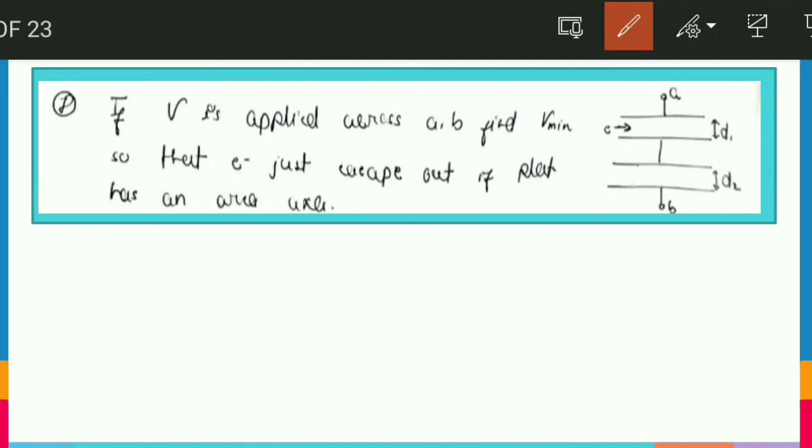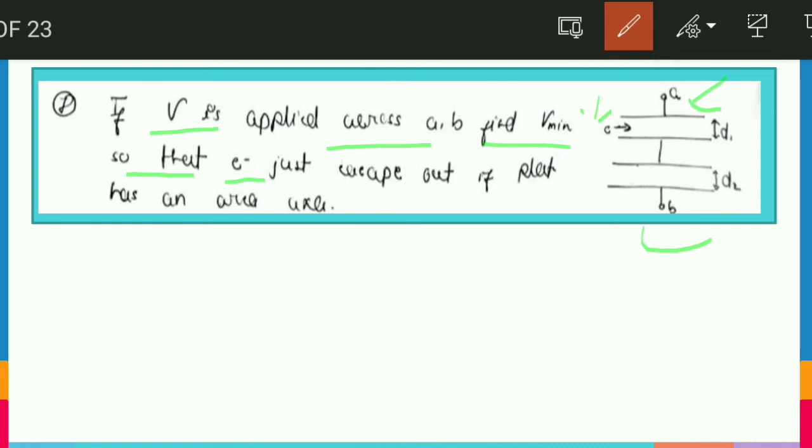So friends, let's see this question, how we have to do this. It says if potential V is applied across AB, this is our A, this is our V, and this is B, then we have to find V minimum, the minimum velocity of the electron. This is our electron.